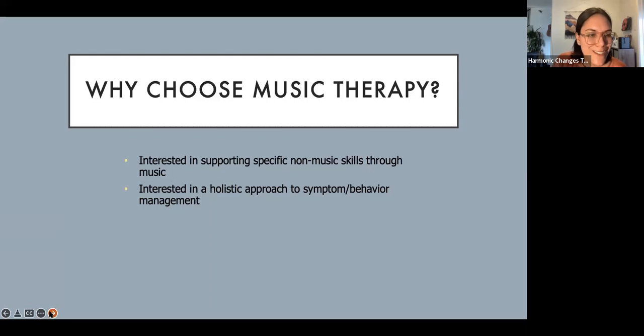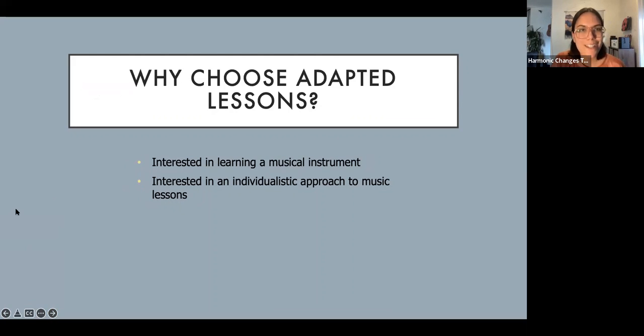All right, let's continue into our next space, which is why choose adapted lessons. So adapted lessons would be right for you if you're interested in learning a musical instrument, or if you're interested in an individualistic approach to music lessons. So again, in the music learning space, we're really focused on supporting learners who need additional support in a way that maybe a traditional lesson can't provide, by giving them the support they need in order to accomplish a music goal like learning a song on the piano or learning a song on the ukulele, playing chords, playing scales, even songwriting.